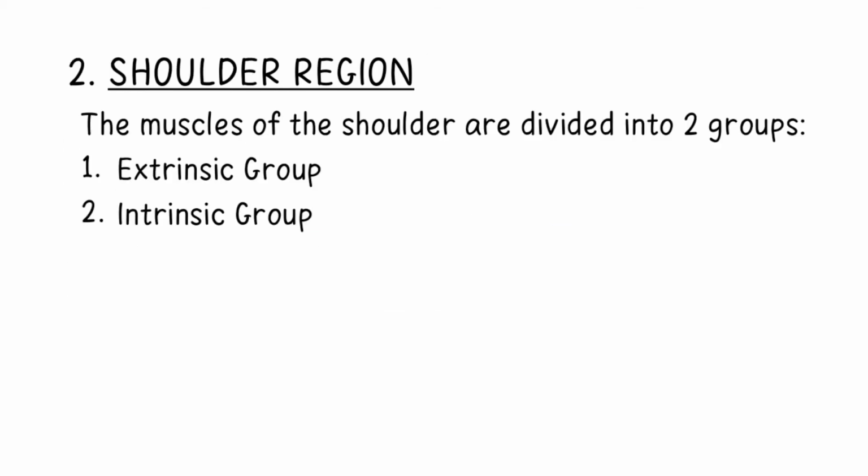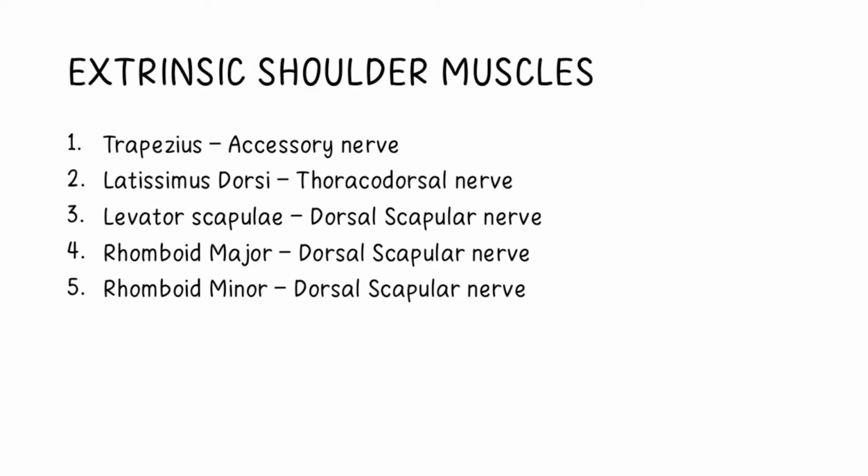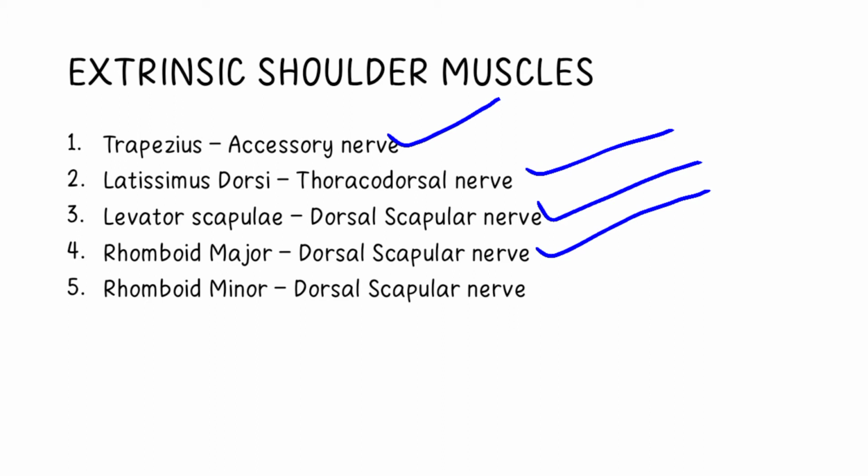So number 2, the next thing we have is the shoulder region. Now, in the shoulder region, there are 2 groups: the extrinsic group and the intrinsic group. So for the extrinsic group, you have 5 muscles: the trapezius muscle, which is supplied by the accessory nerve; the latissimus dorsi, supplied by the thoracodorsal nerve; the levator scapulae by the dorsal scapular nerve; the rhomboid major by the dorsal scapular nerve; and the rhomboid minor by the dorsal scapular nerve also.